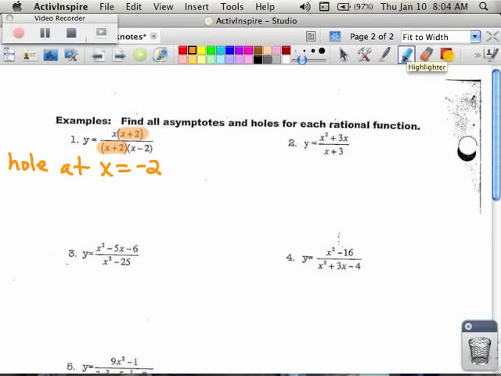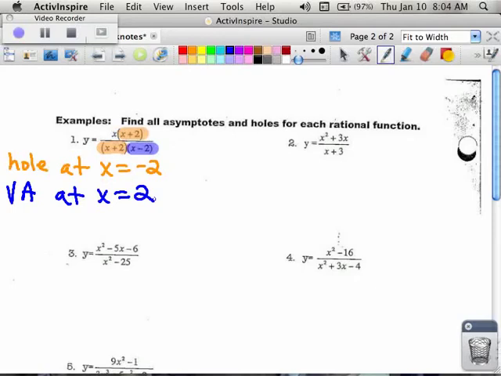And because there is an x minus 2 on the bottom, but not one on the top, I know that there is a vertical asymptote at x equals positive 2.